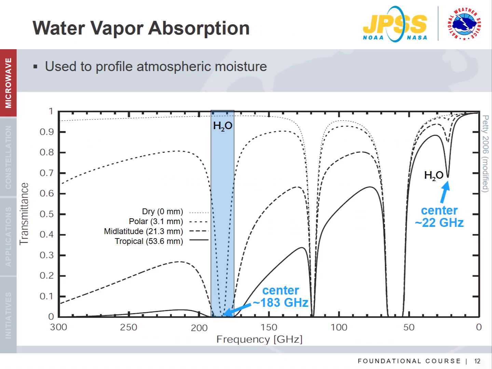We'll now take a look at water vapor absorption. There's a very strong water vapor absorption region centered at 183 gigahertz. This band is used in microwave retrievals of atmospheric moisture profiles and provides data to create microwave water vapor products. There's also a weak water vapor absorption region at 22 gigahertz.